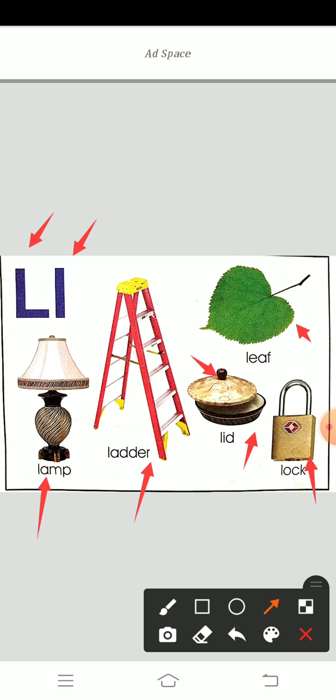Leaf. There are many different leaves on each and every plant, but almost all leaves are green in color. Lid. A lid is used to cover pots or bowls. We are using the lid. Lock. A lock is used for our doors or cupboards. So if you want to keep anything safely, we use the lock.